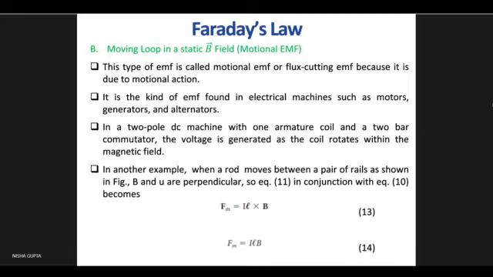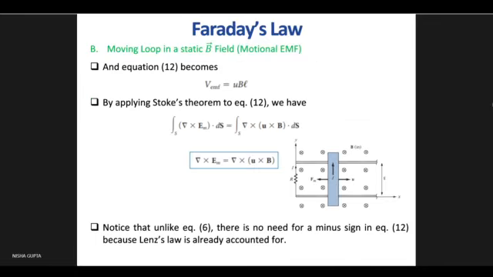So B and U are perpendicular, so we can see from equation 11, and also if we apply equation number 10 previously, the other two equations, we will get Fm equal to IL cross B. And Fm will be equal to ILB because here we are considering the condition that B and U are perpendicular. You can see it in the diagram here, this is the pair of rails and a rod is moving.